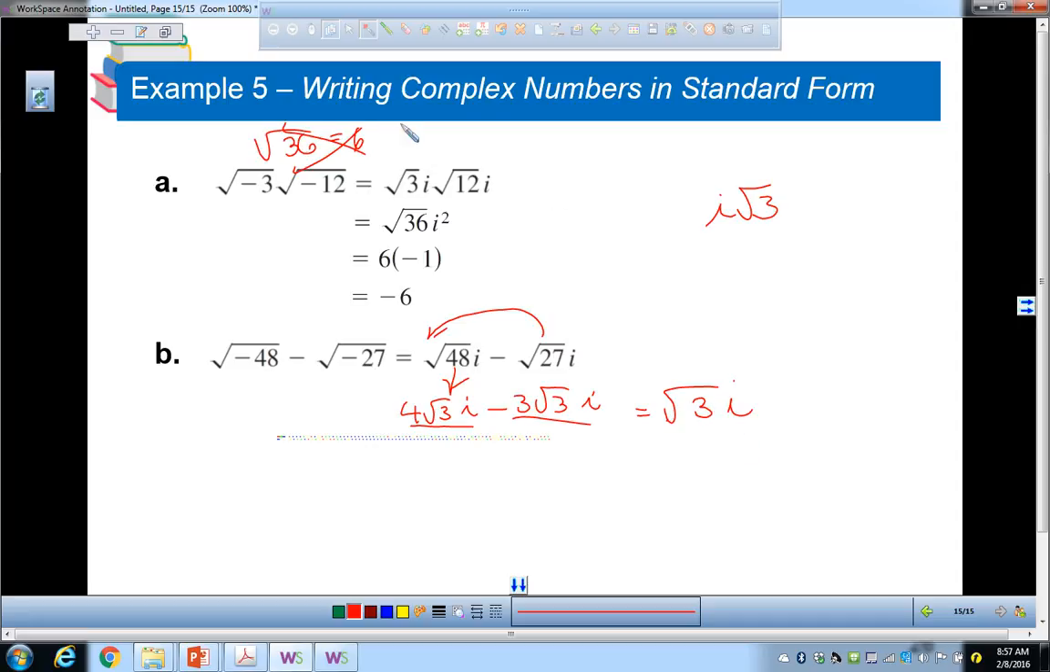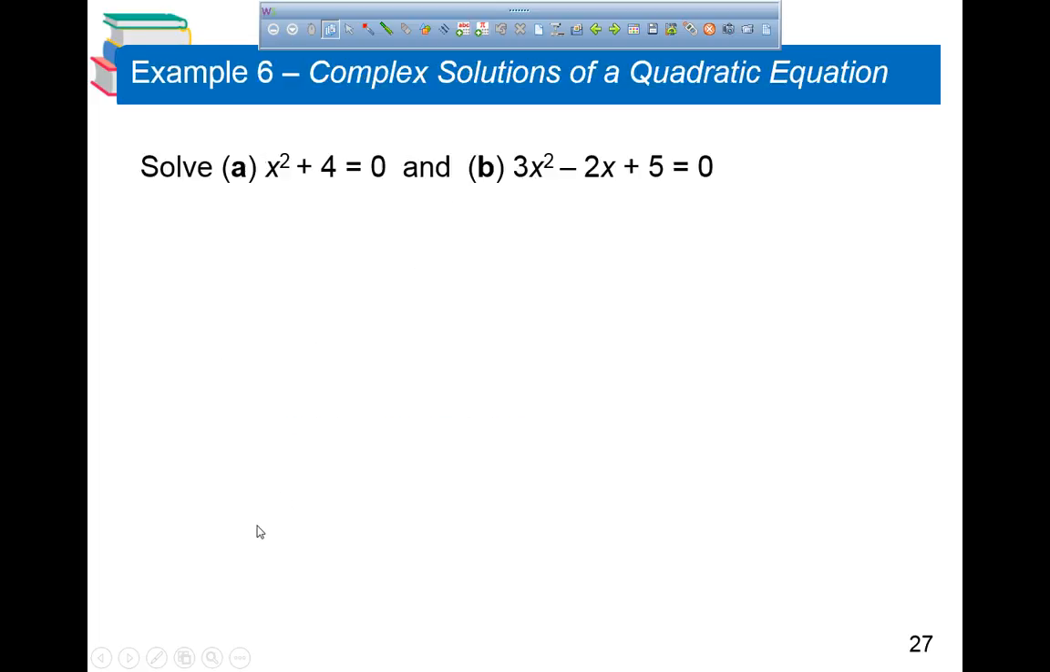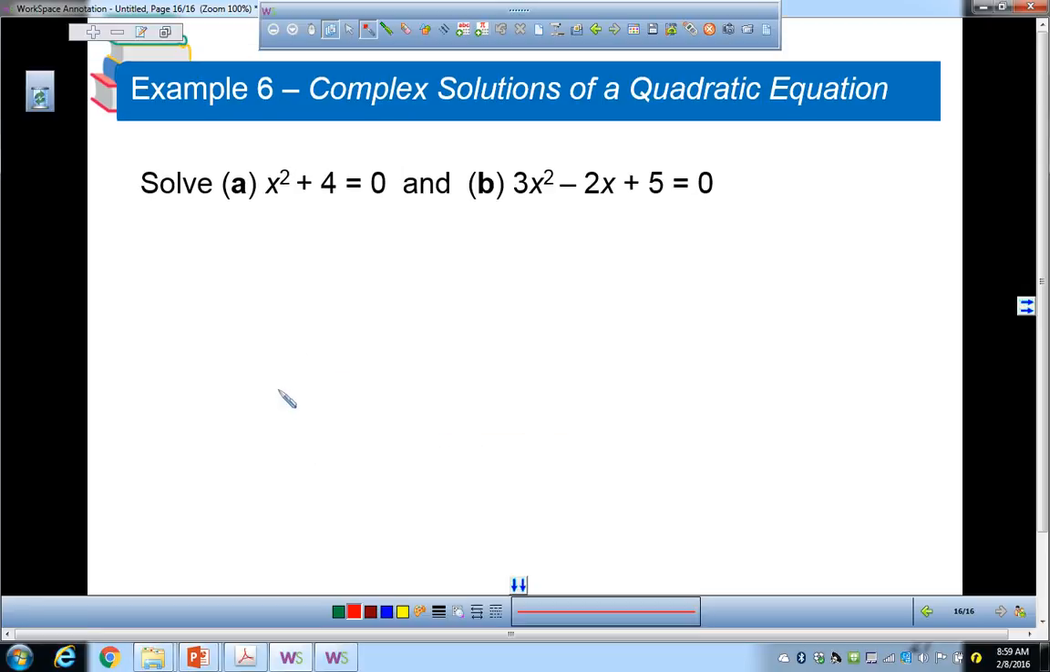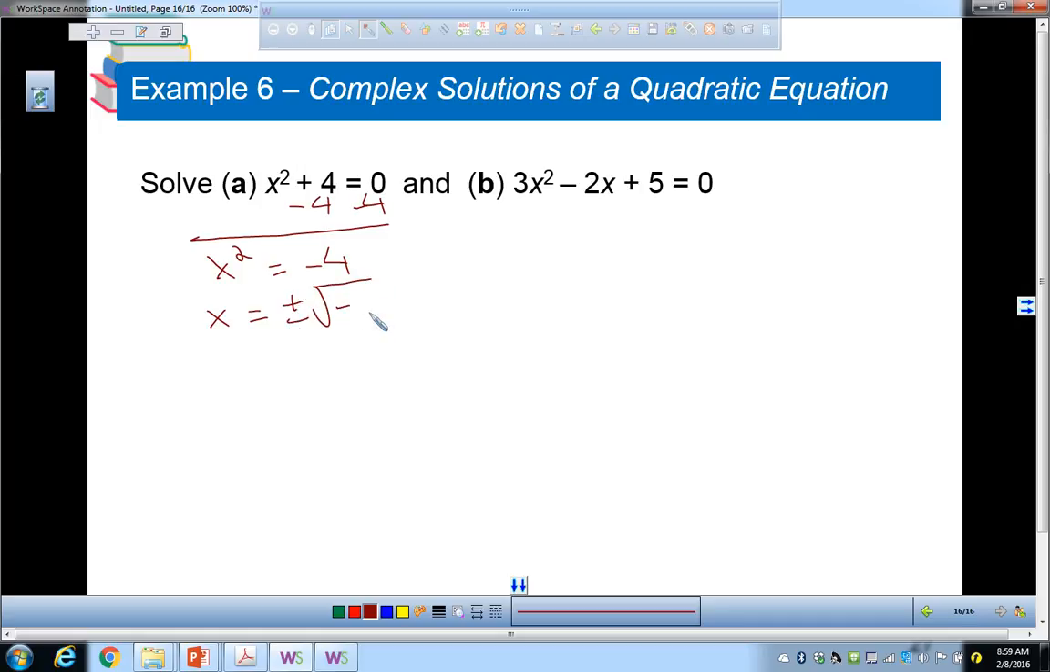Okay, and the last thing is solving quadratics when you have i's in them. So if you have something that looks like this, you just solve this like you're normally solving an algebraic expression. x squared equals negative 4. x equals plus or minus the square root of negative 4. Okay? So x equals plus or minus 2i.